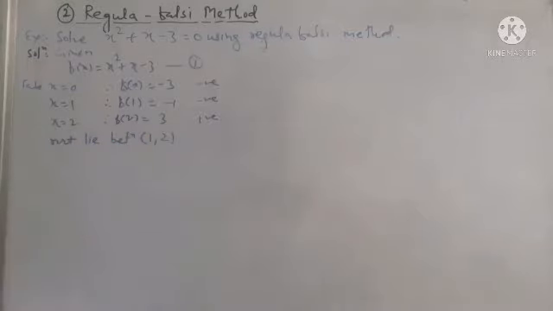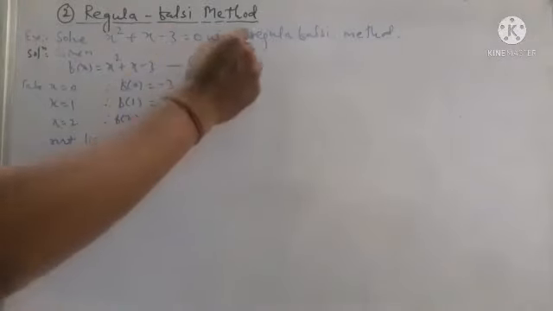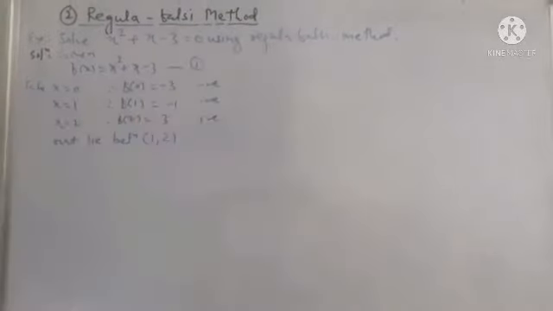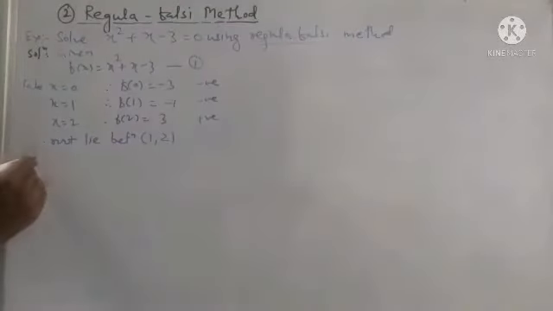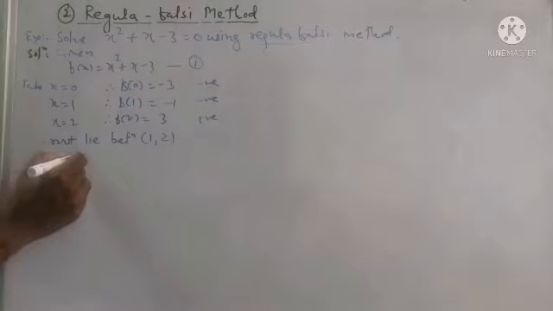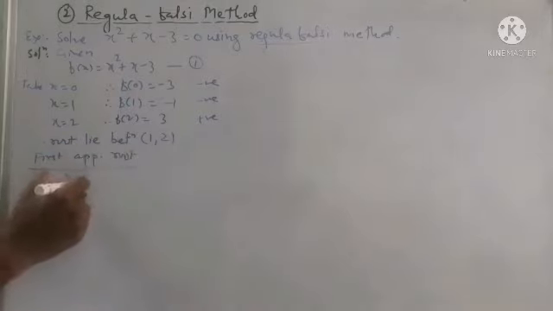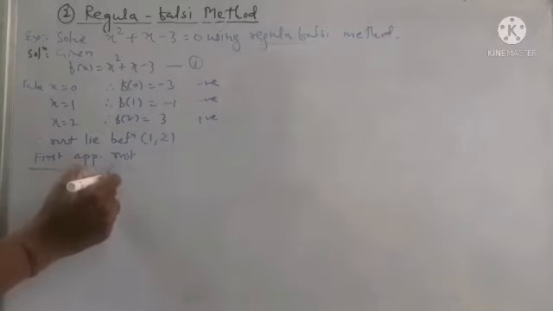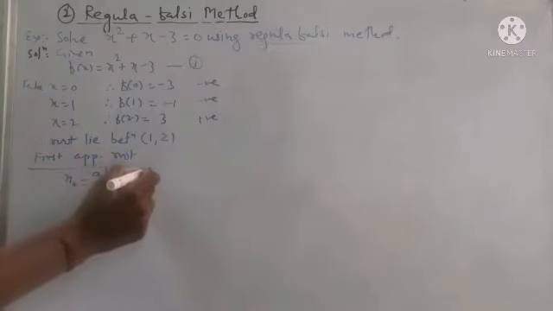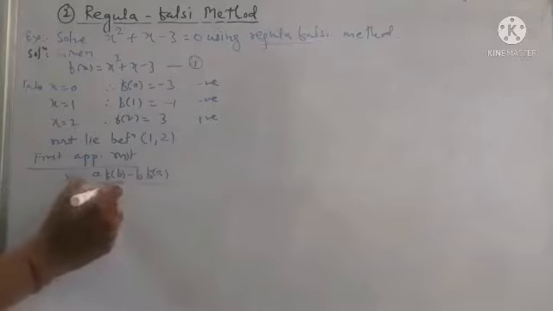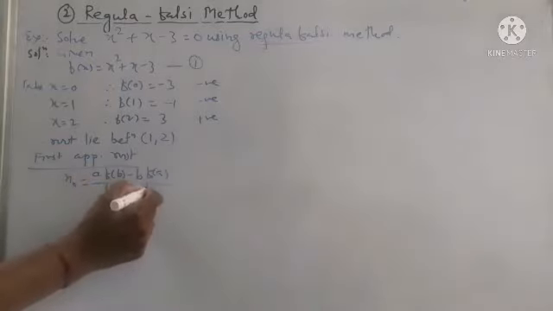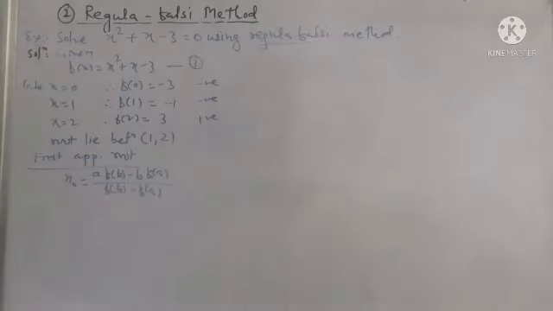Now using this interval we can evaluate the solution or root of this algebraic equation. We have been asked to use the Regula Falsi method. So the first approximate root in Regula Falsi, denoted by x0, is given by a into f of b minus b into f of a divided by f of b minus f of a. Remember this formula, as here a is 1 and b is 2.